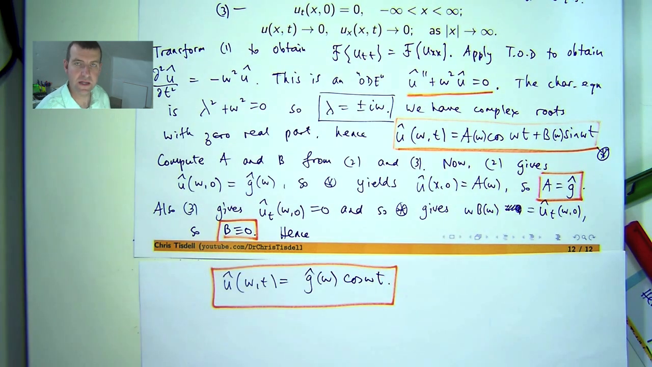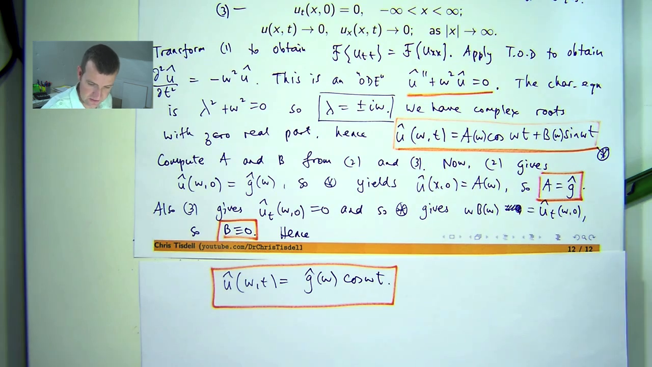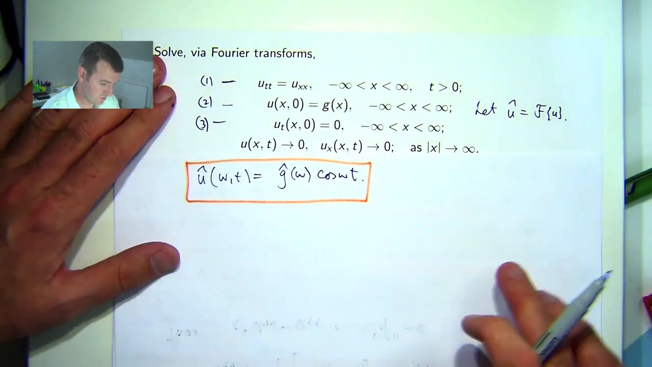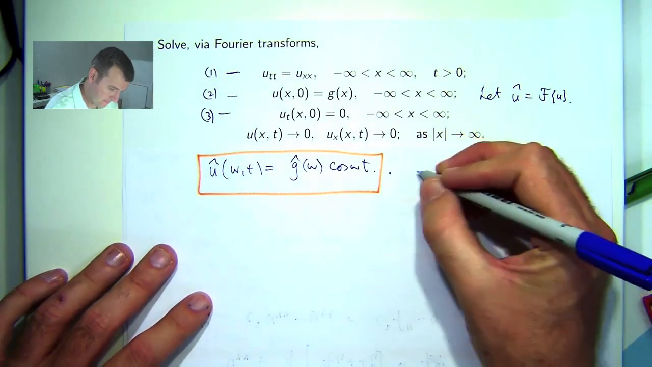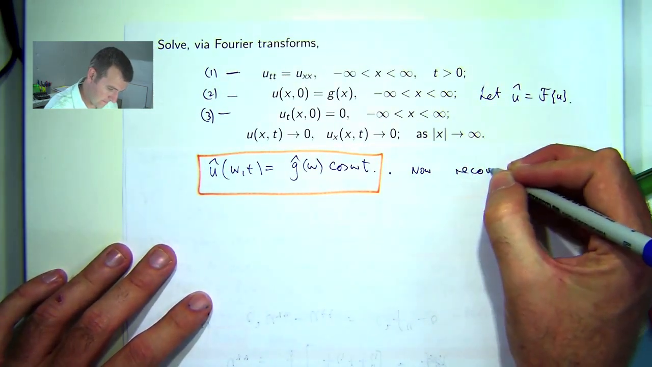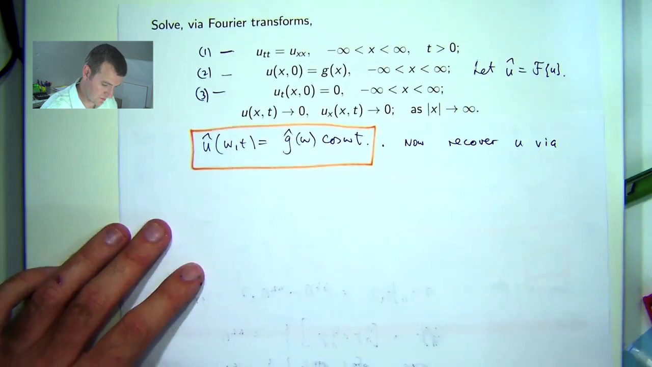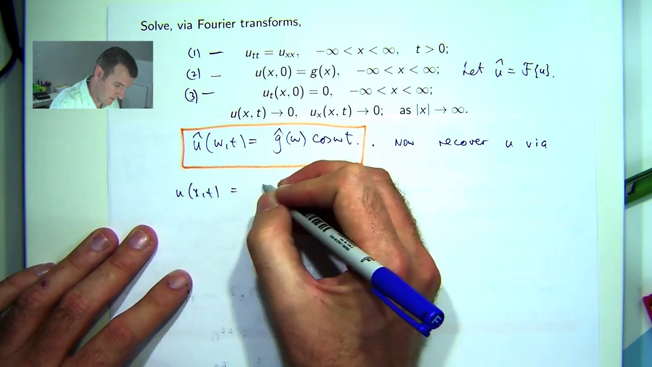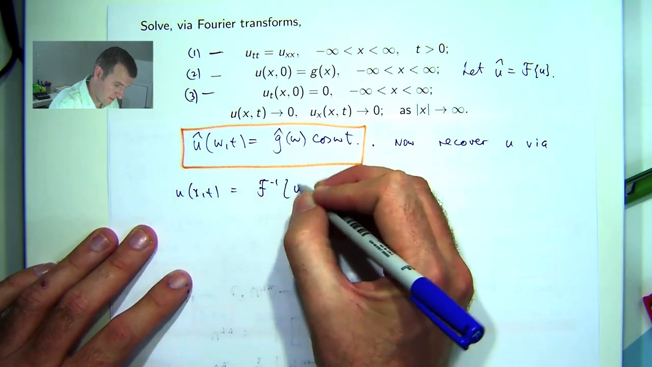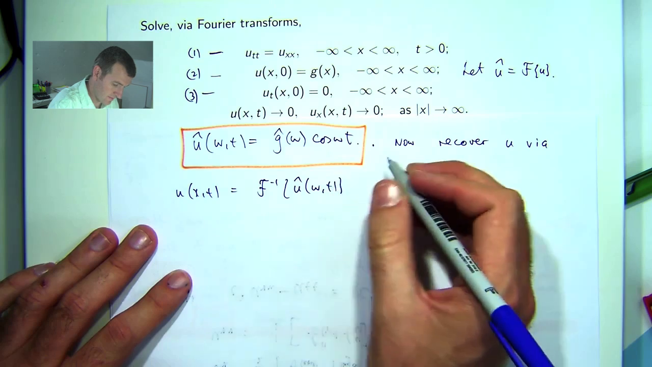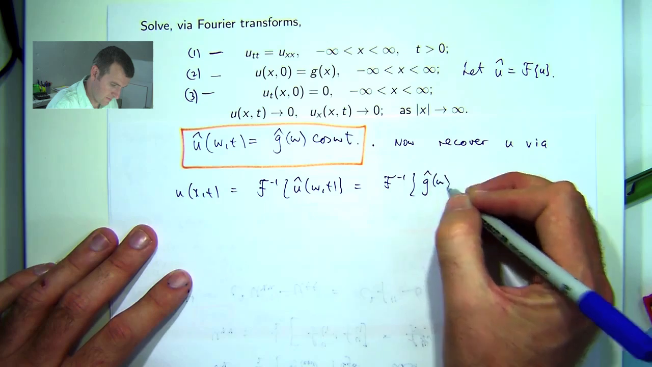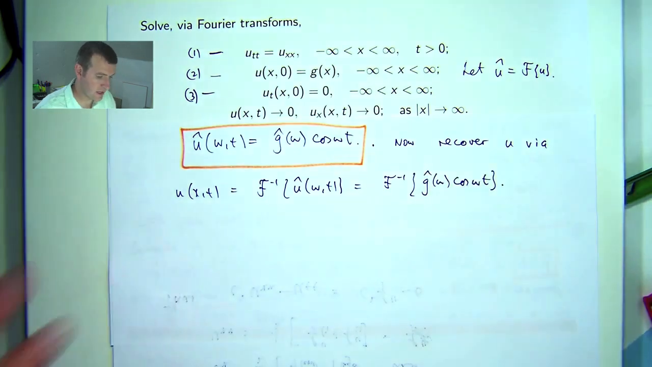All right, the last thing we want to do now is to invert the solution to my transform problem, to get the solution to our original problem. So let's recover U via the inverse transform. So how do I do that?